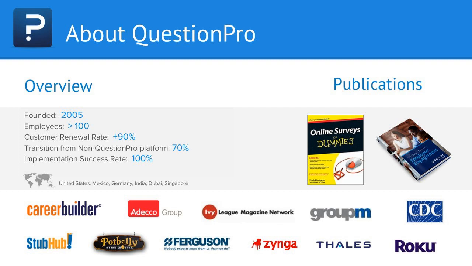Okay, cool. So just a little bit about QuestionPro. We are an online survey platform. I started it back in 2005. We have about 100 employees and are fairly global. We have offices here in San Francisco, in Chicago, and also in India, Germany, and Mexico. I've been in the business for quite a while, and I've also written a couple of books around online surveys and online research.